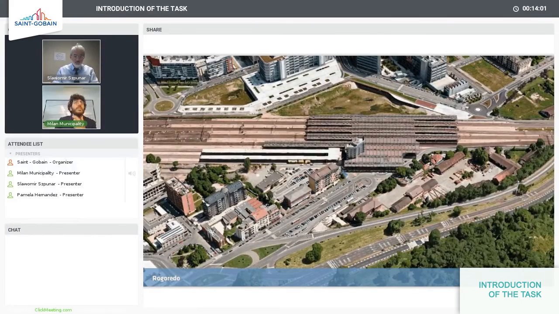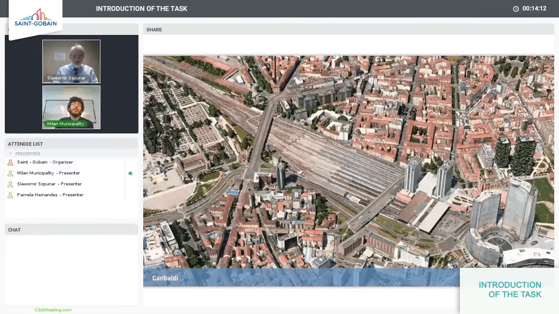Even if millions of people go in these sites every day, this is Rogoredo, which is one of the main train station hubs in the southeast part of the city, and this is Garibaldi. So it's also next to the Porta Nuova and Vertical Forest new developments, but still a very functional area without any kind of use.